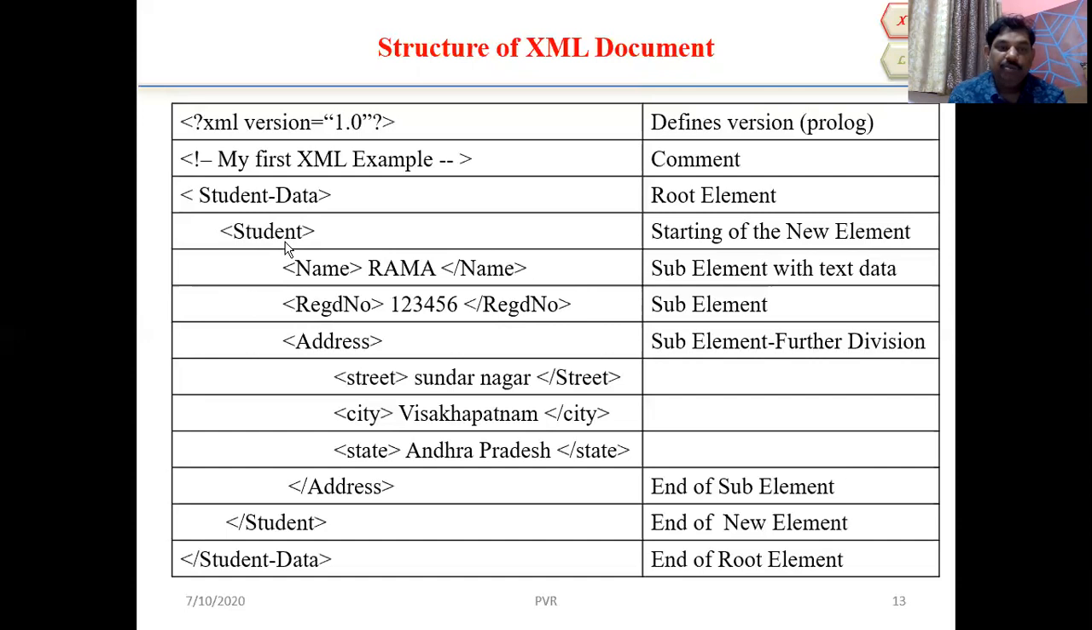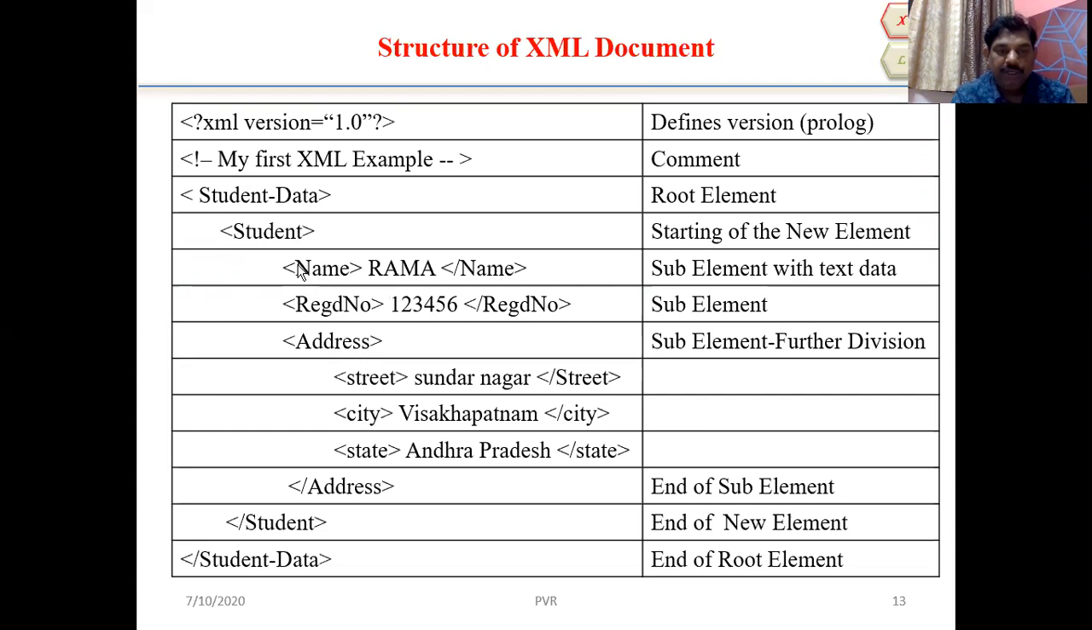If you want to create a number of children, here we can write student 1. Student 1 is Rama, and after completing this we can write student 2, name Krishna, like that. Student 3, student 4, student 5, like that. We can write any number of student data. Student data is the root node and student is the child.